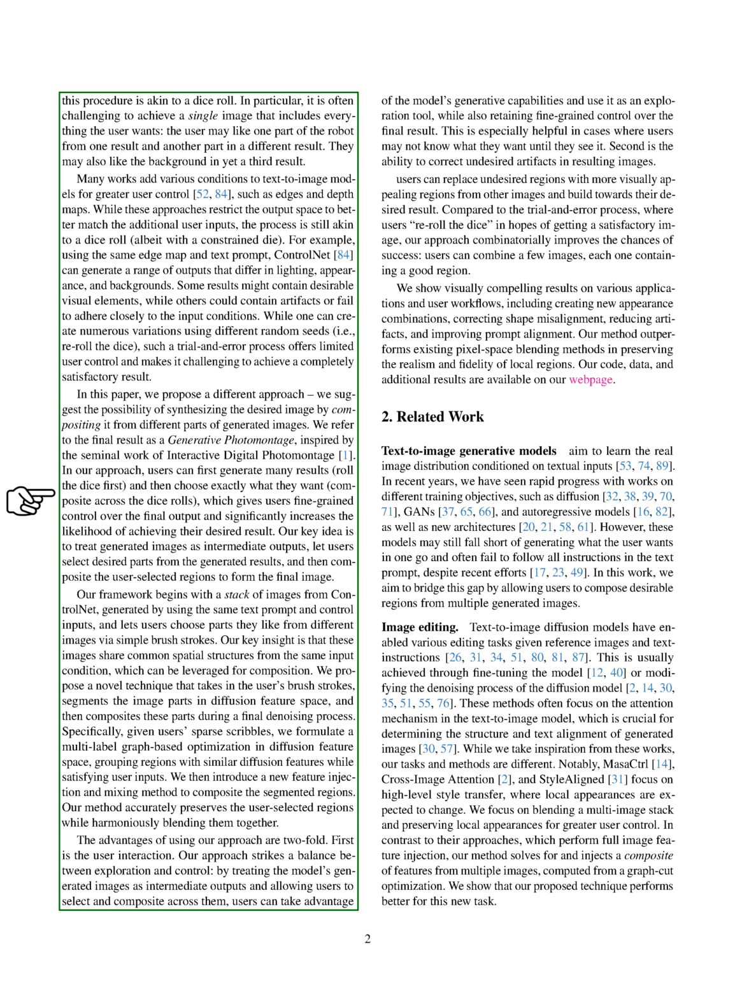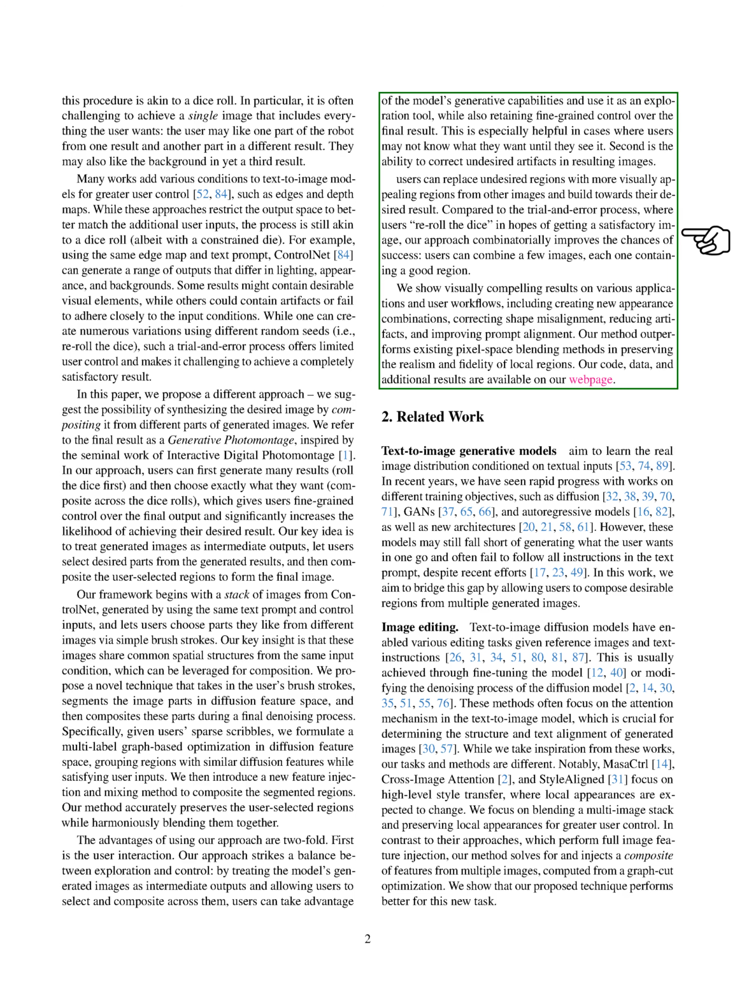We start with a collection of images generated by ControlNet using the same text prompt and control inputs. Users can then choose their preferred parts from these images using simple brush strokes. Our key insight is that these images share similar structures, which we can utilize for composition. We introduce a technique that takes the user's brush strokes, segments the images in a special feature space, and then combines these segments during a final refinement process.